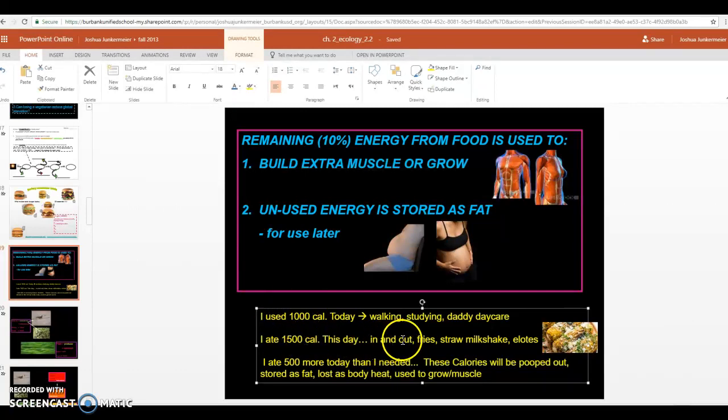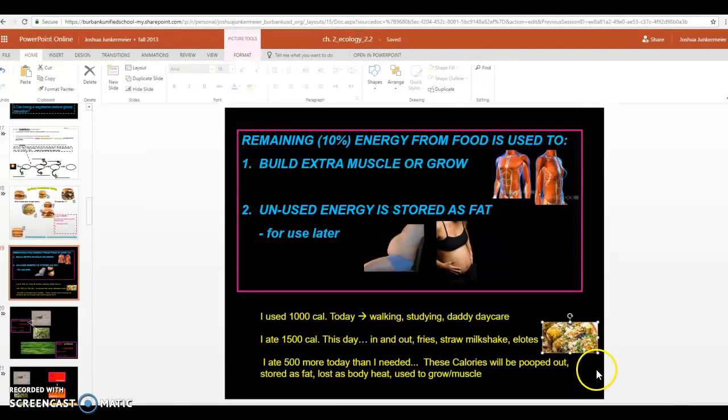And what I ate was In-N-Out. I had some fries, strawberry milkshake, and then later I got greedy and I had some Mexican street food called elotes, and it's very yummy if you've never had it. But it's corn with some cheese and some butter and a little bit of spicy, a little bit delicious, okay? So I had all this, and it all totaled about 1,500 calories. So again, I ate 500 more than I needed.